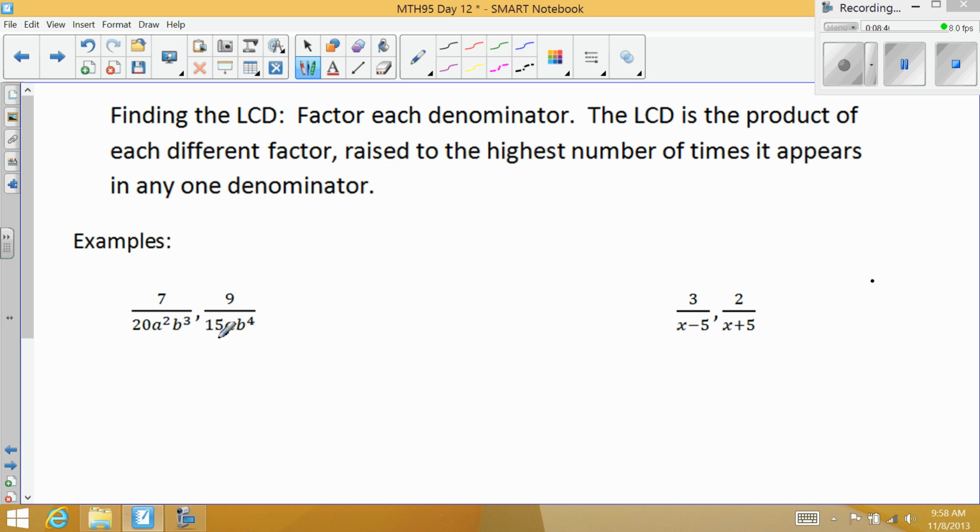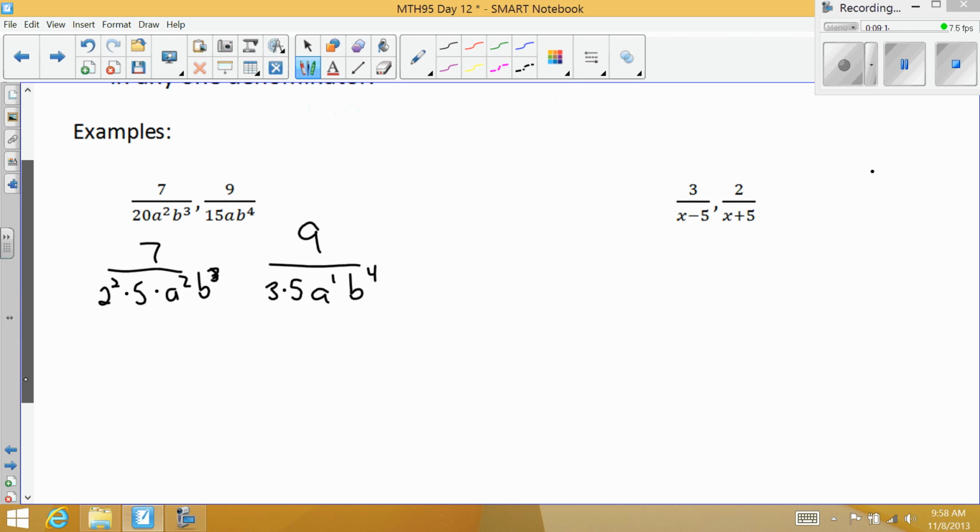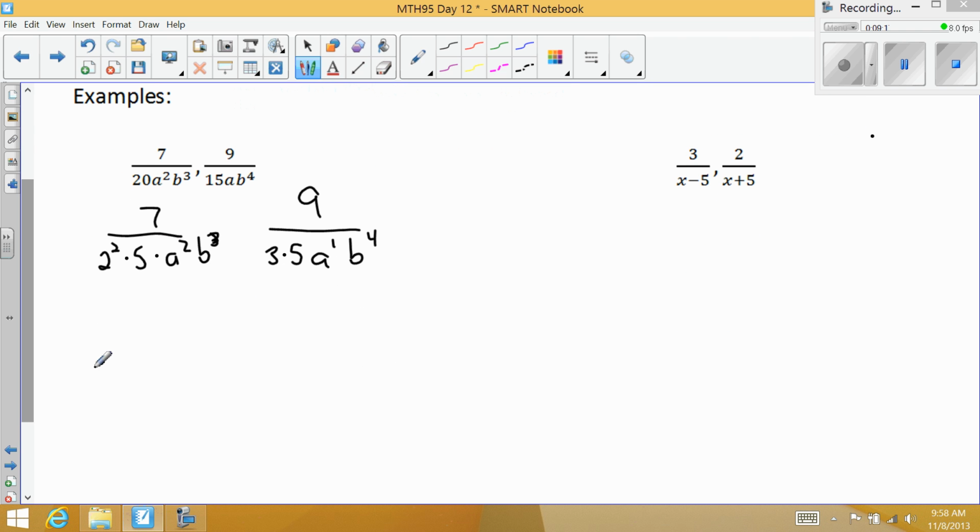So looking at the 20 and the 15, I'm just going to break this down a little bit further. 20 is 2 times 10, 10 is 2 times 5, so this would be 2 squared times 5, a squared, b cubed. And then the 15 breaks down to 3 times 5, a to the 1 and b to the 4th. So then my LCD, all the different factors.